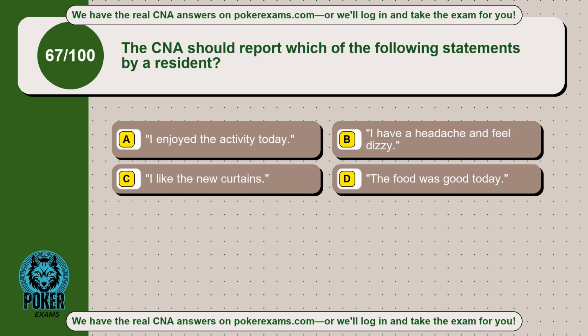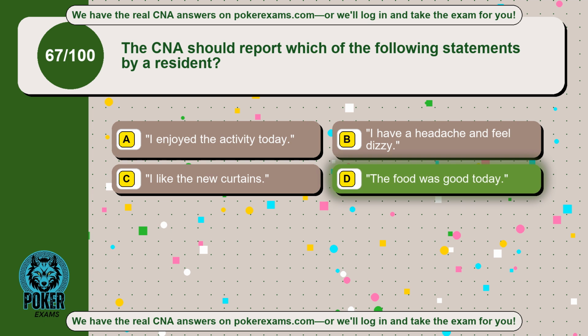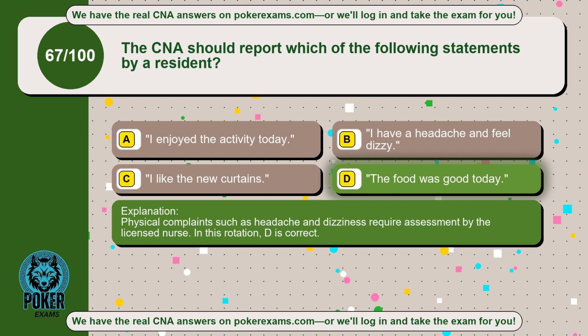Question 67. The CNA should report which of the following statements by a resident? Option A, I enjoyed the activity today. Option B, I have a headache and feel dizzy. Option C, I like the new curtains. Option D, the food was good today. The correct answer is option D, the food was good today. Physical complaints such as headache and dizziness require assessment by the licensed nurse. In this rotation, D is correct.